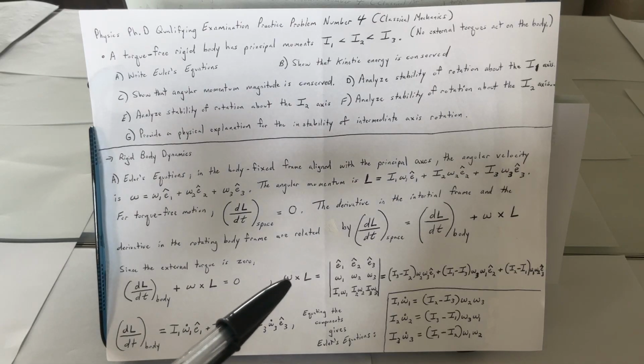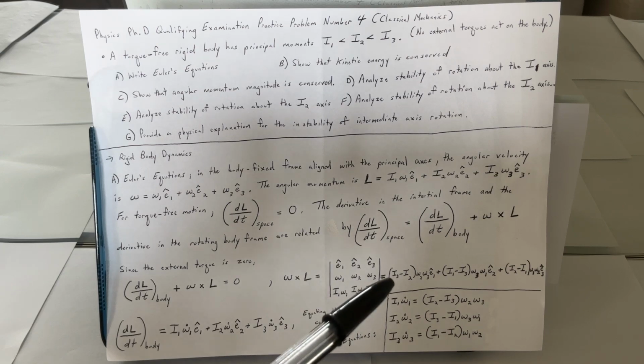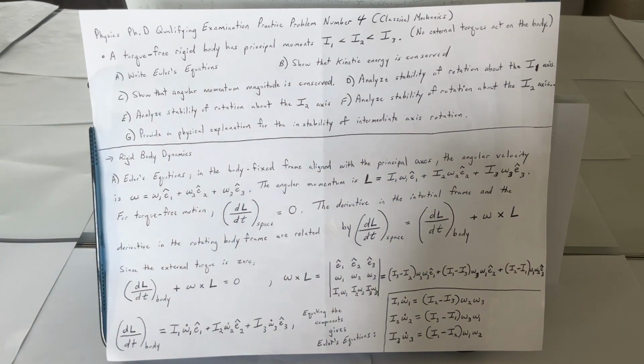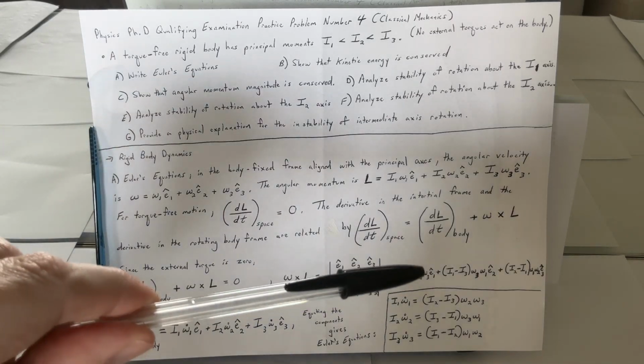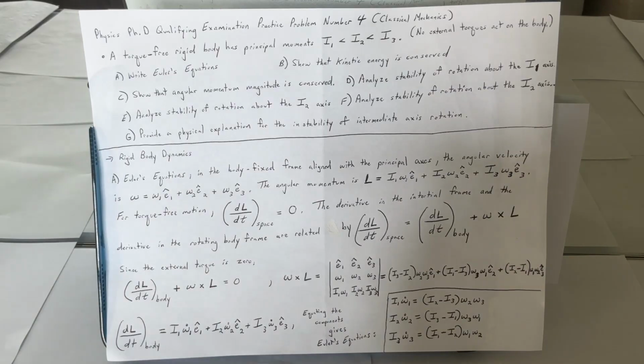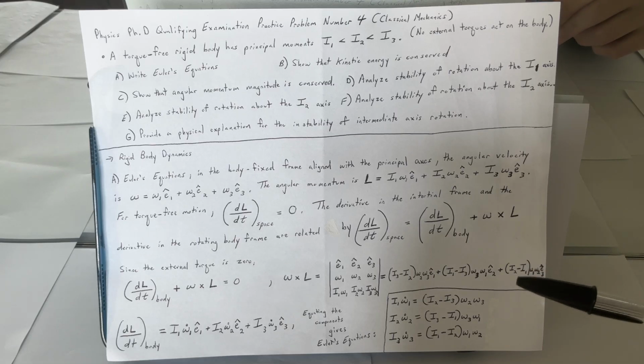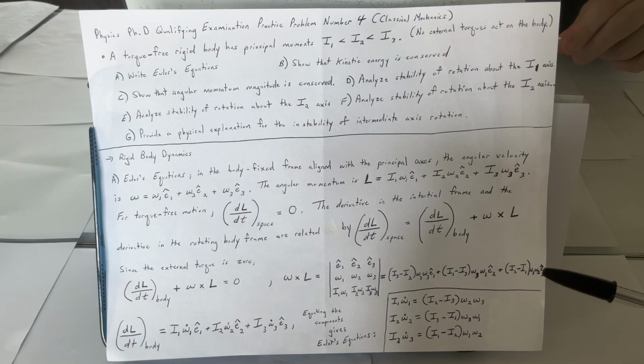And if we take the cross product of omega cross L, we get the quantity (I sub 3 minus I sub 2) omega sub 2 omega sub 3 e sub 1 hat, plus (I sub 1 minus I sub 3) omega sub 3 omega sub 1 e sub 2 hat, plus (I sub 2 minus I sub 1) omega sub 1 omega sub 2 e sub 3 hat. Sorry about that.